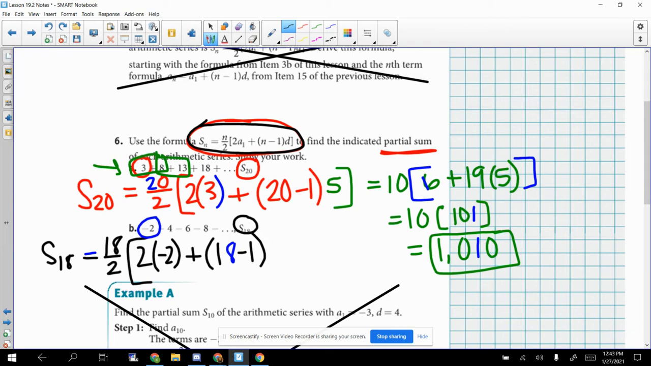And then you just have to figure out, okay, what is my common difference? So again, you have to do -4 minus -2. Okay, that's -2. Whoops.